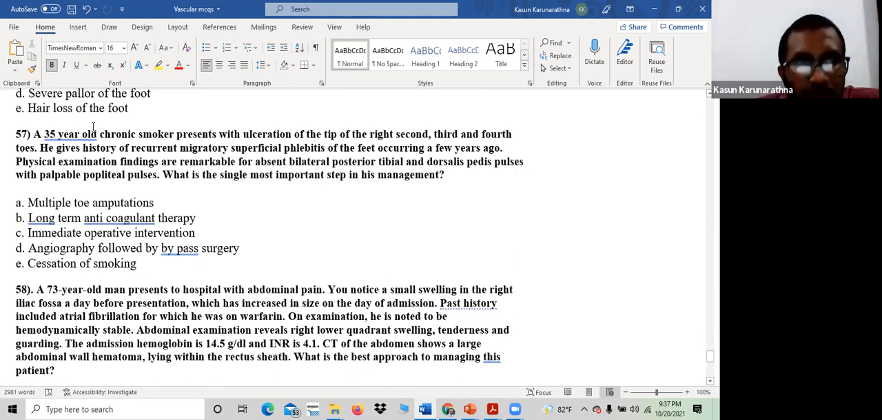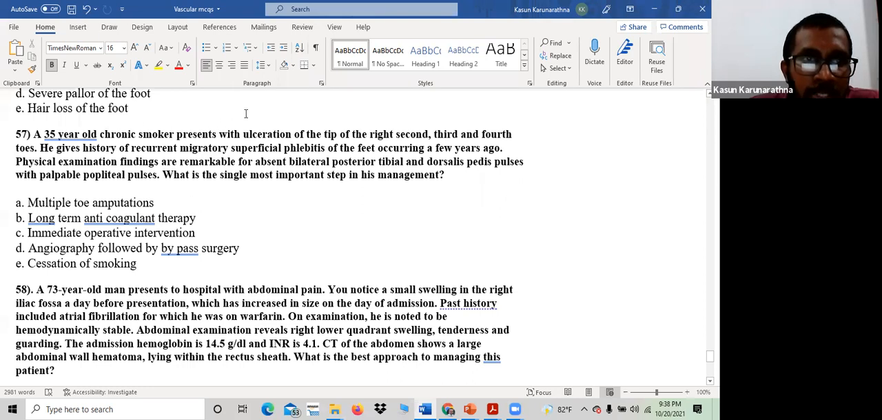Right. Question number 57. A 35-year-old chronic smoker presents with ulceration of the tip of the right second, third, and fourth toes. He gives a history of recurrent migratory superficial phlebitis of the feet occurring a few years ago. Physical examination findings are remarkable for absent bilateral posterior tibial and dorsalis pedis pulses with palpable popliteal pulses. What is the single most appropriate step in his management?